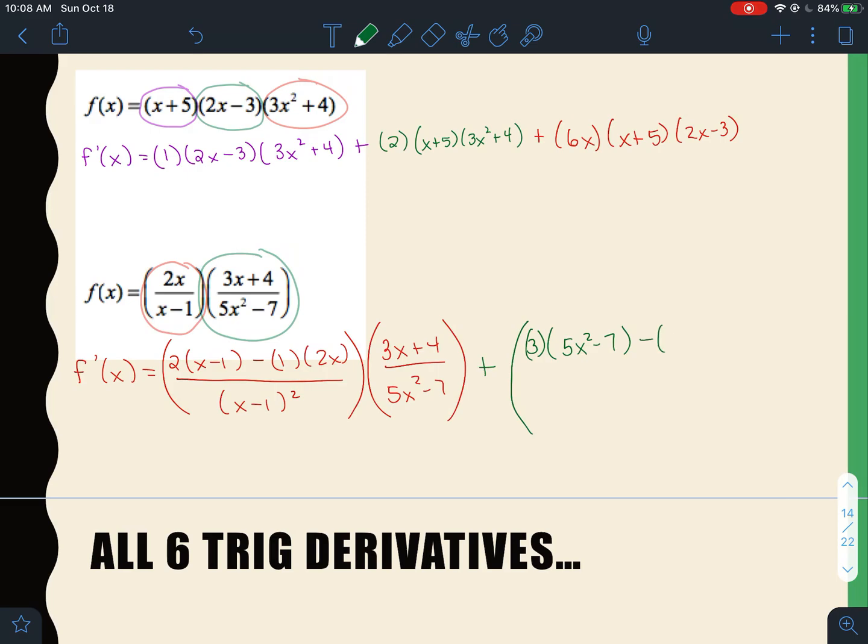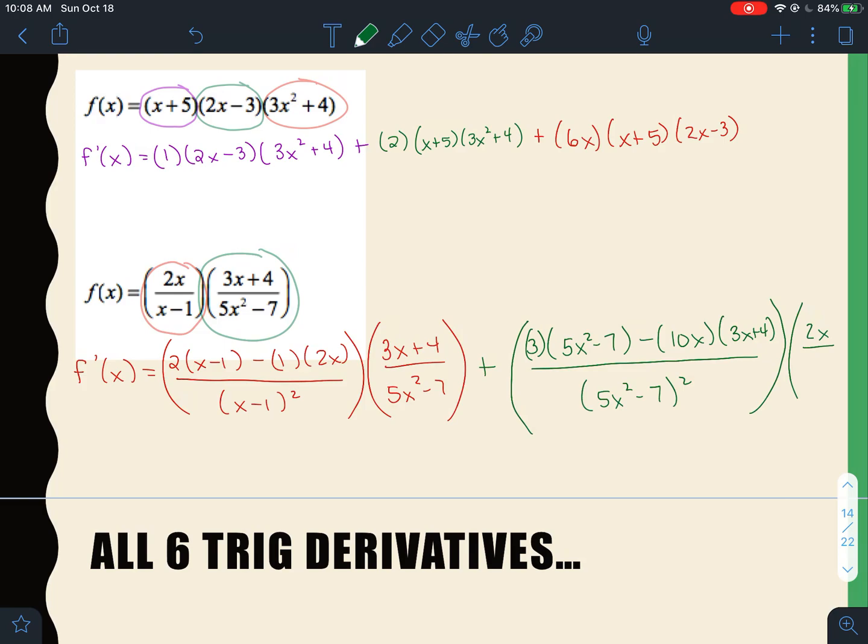So 3 times 5x squared minus 7. Then minus derivative of the bottom, 10x, times leave the top alone, 3x plus 4, all over the bottom squared. So 5x squared minus 7 squared. So that's the derivative of the second function.